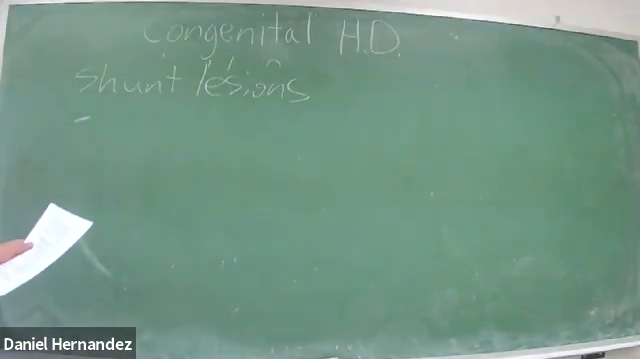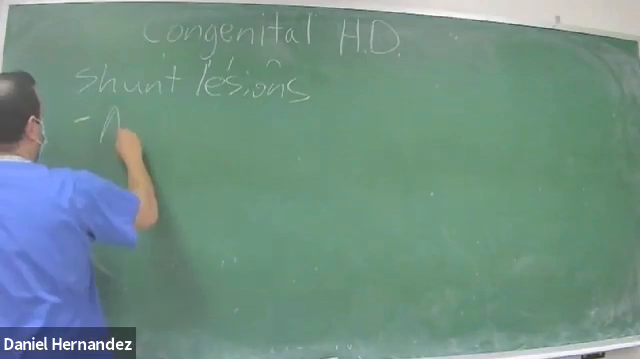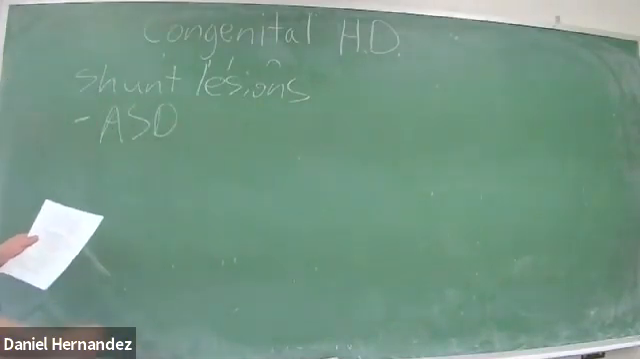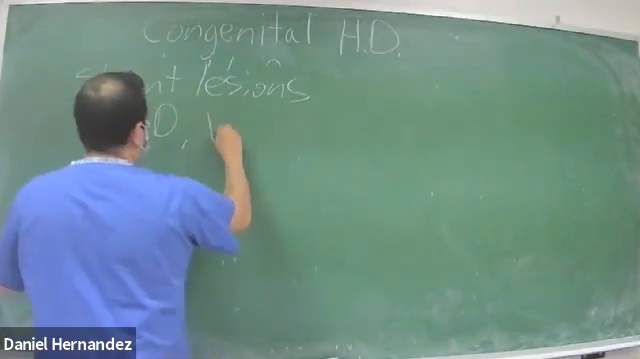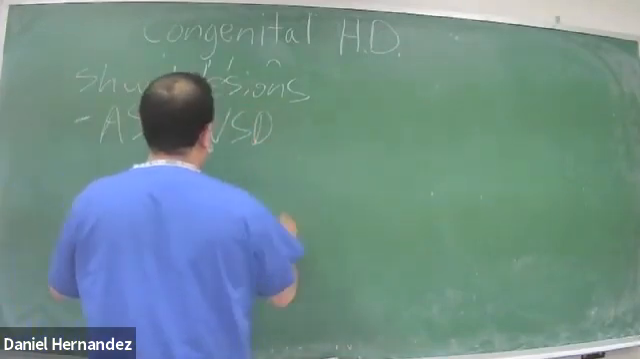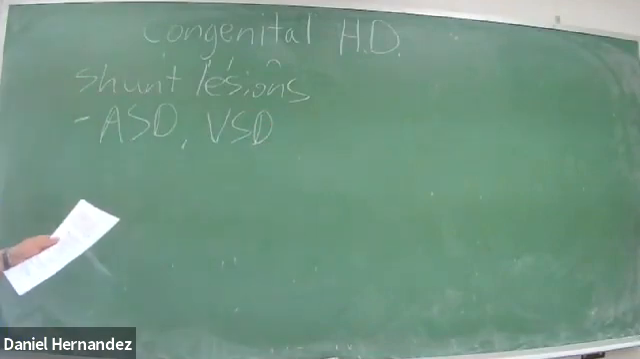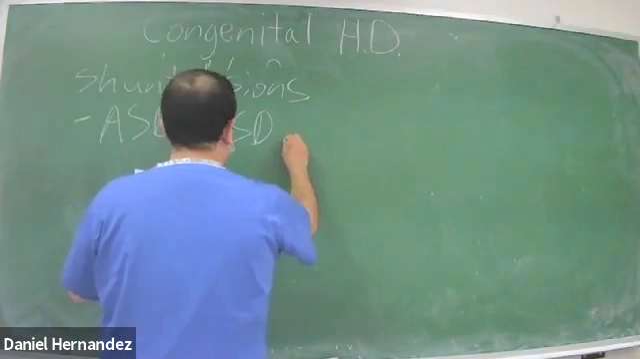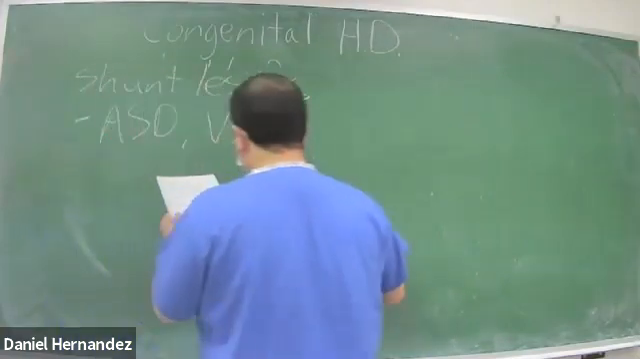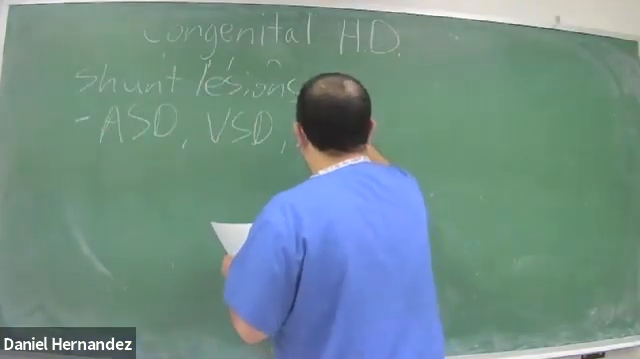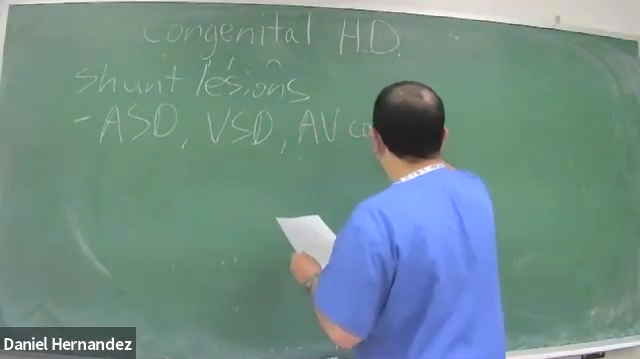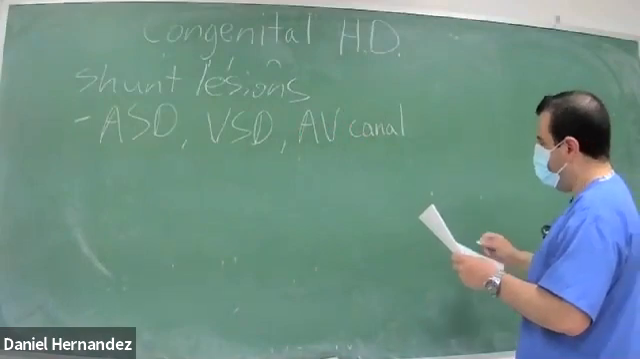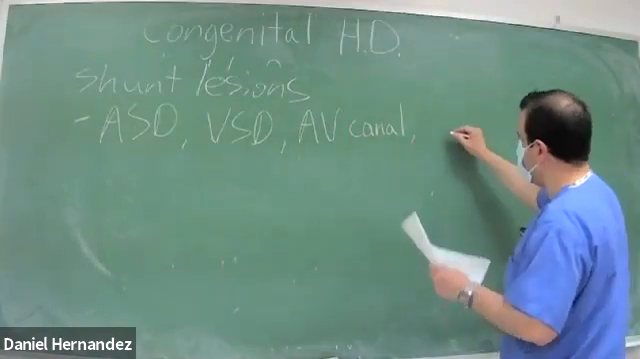Alright, so some examples of shunt lesions. We have our ASDs, or atrial septal defects, VSDs, ventricular septal defects, AV canal defects. Put under here as well, Eisenmenger syndrome.